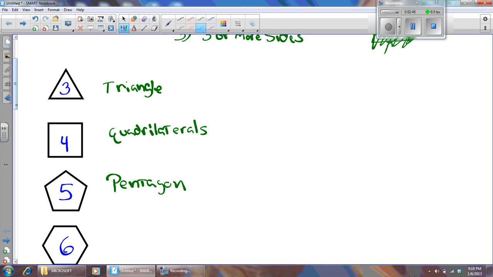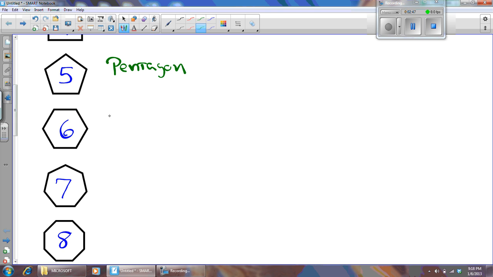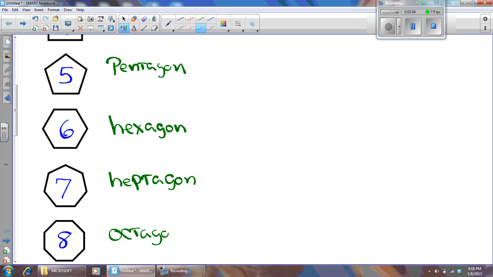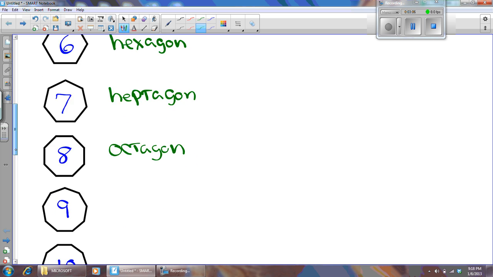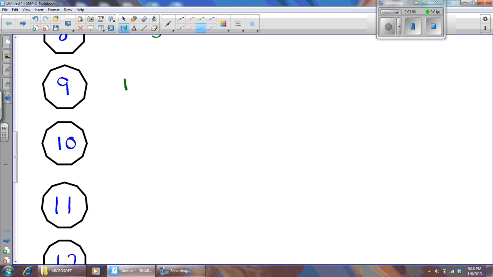Okay. Six is a hexagon. Seven, a lot of kids get mixed up. It's a heptagon. Eight's an easy one. Just think of an octopus having 8 arms. Eight's an octagon. And 9 is a nonagon. 10 is a decagon.